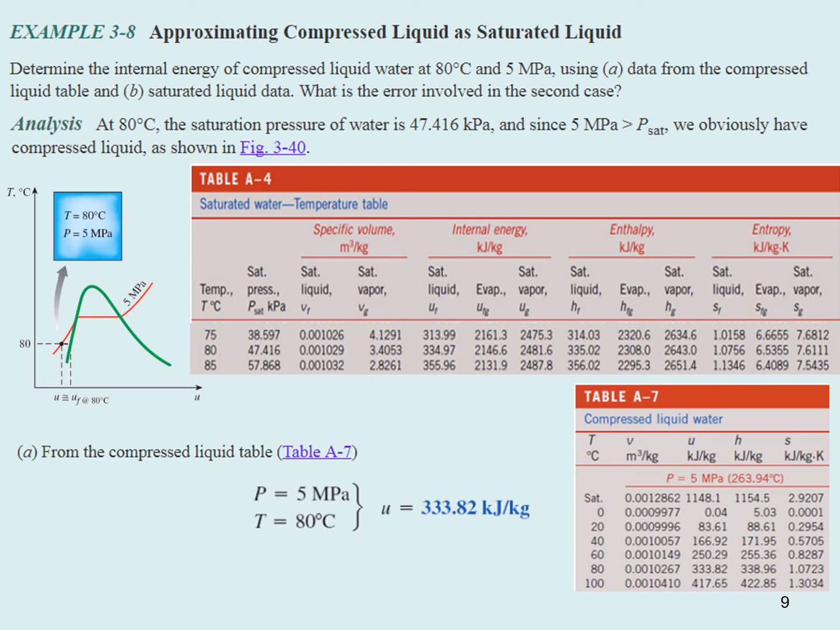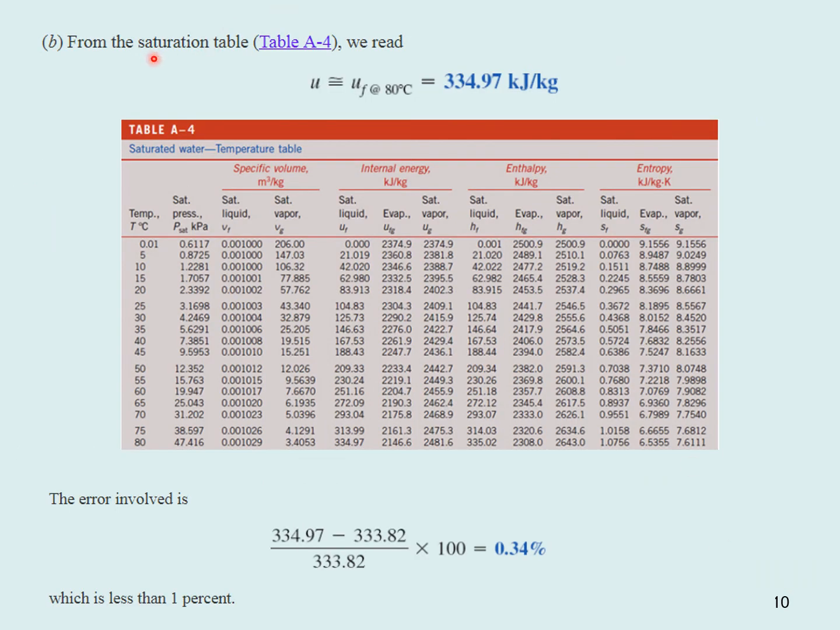So let's go ahead and look at the other way to do it. Here we can go back to the saturation table and find uf at 80 degrees C. If we look in the table, here's 80 degrees C. Let's run across and find uf, which is the value right here, 334.97. So that's the approximation. So how much error is involved? Well, we can subtract the difference and divide by the actual value. So it's about 0.34%, which is less than 1%. So again, typically I tend to use the approximations from the saturation table for a compressed liquid.